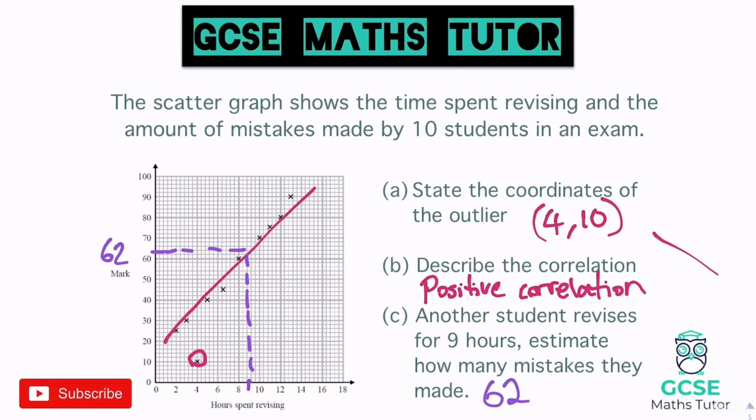So actually, if it's out of 100, they would make 38 mistakes there. So just be careful what the question says. So they get 62 marks, which would be 38 mistakes. There we go, so 62 marks will be 38 mistakes.